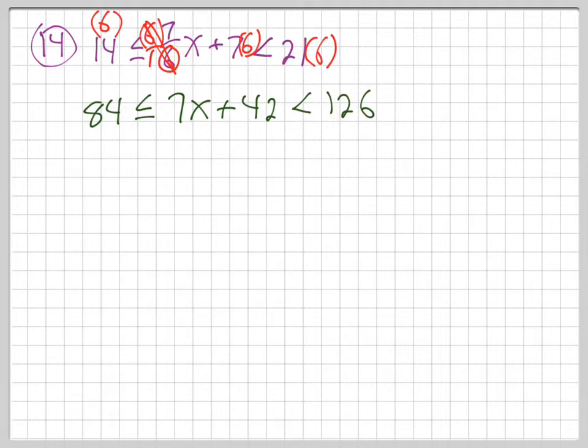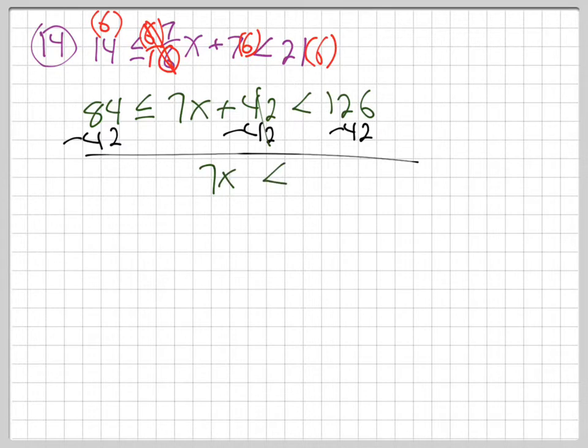Okay, now we're trying to get x alone. So we're focused right in here, and x is saying, I want to be alone here in the middle. So get rid of the 42. Whatever we do to one part, we do to all 3 parts. And so that gives us, this cancels, 7x. And that's 84. And that's 42. Okay. Last step to get x alone. Divide through by 7. So that gives us, cancels here, x.